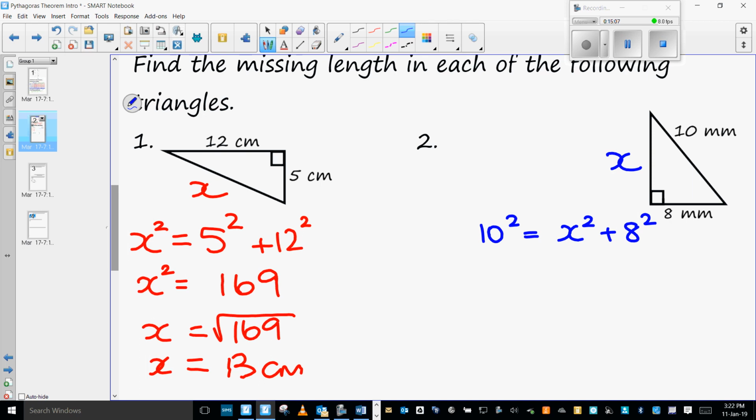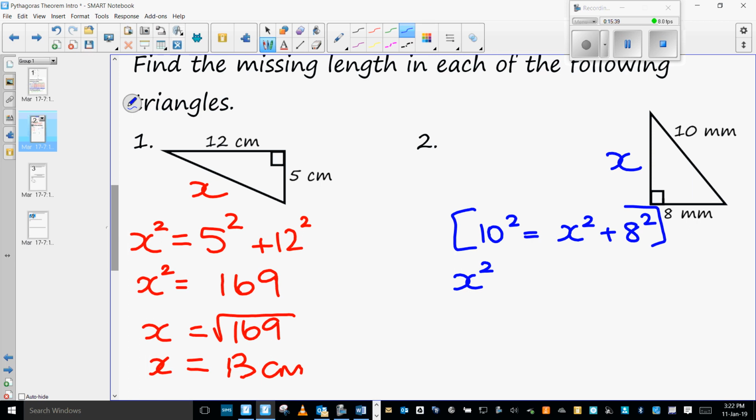Right, now this is where your rearranging is going to come into play. Doing this one here might make it a bit harder. What you might want to do is say, right, I'm going to always start my sentence with the letter that I'm missing. So I might always start with x squared, no matter whether it's a long or short side.